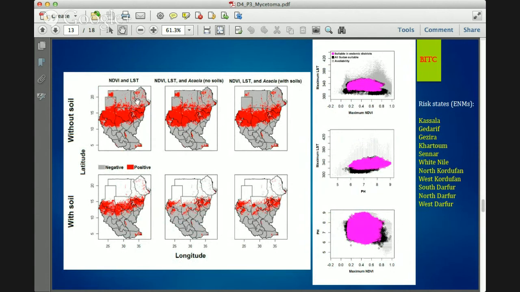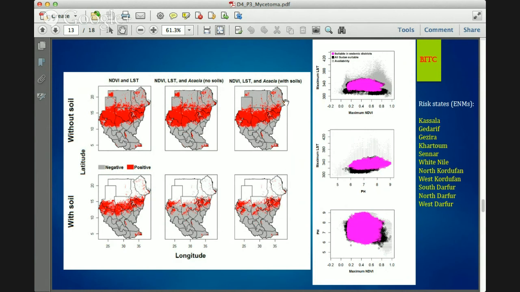The first model represents NDVI and land surface temperature. The second model represents NDVI and land surface temperature with acacia and no soil. And the third model is NDVI, land surface temperature, and acacia with soil. Below is the NDVI, soil, and land surface temperature model, and the acacia ones that we predicted previously without using soil. And here, including the soil.